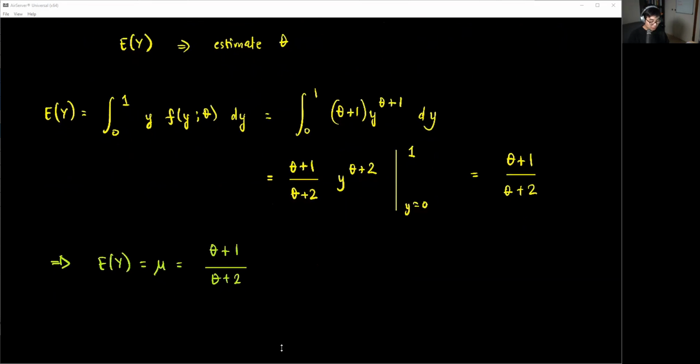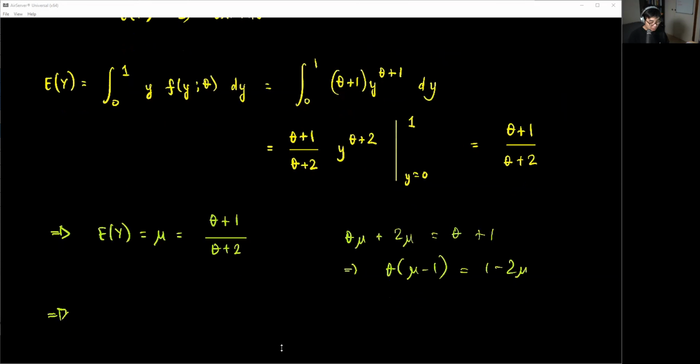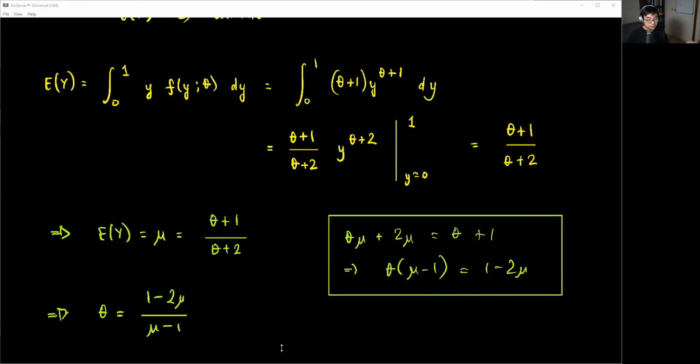So what we want to do here is some quick calculation, because I can't do this in my head, and then I'll tell you what theta is in terms of mu. So you might have something like this: theta plus 2 mu is equal to theta plus 1. So therefore, we want theta in terms of mu. So theta times mu minus 1 is equal to 1 minus 2 mu. So therefore, we can say that theta is equal to 1 minus 2 mu over mu minus 1. That's just from this draft calculation over here.